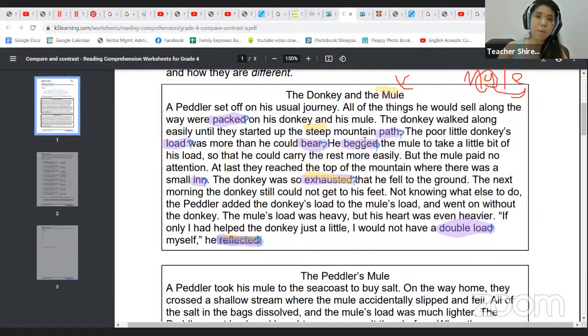Okay, all these purple words are words that you don't understand. Am I correct? Okay. Any other words that you don't understand? Please highlight it now. I'll go through with you. I highlighted it already.